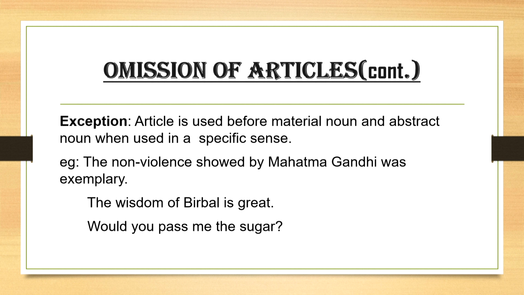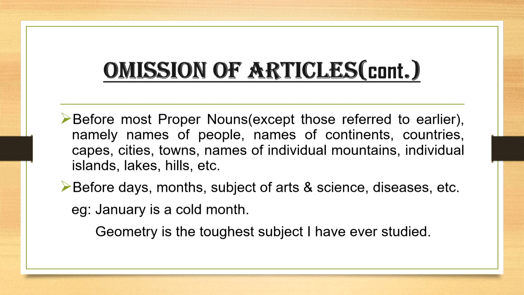For example, the non-violence showed by Mahatma Gandhi was exemplary. Another example, the wisdom of Birbal is great. Would you pass me the sugar? And so on. Now, next, articles are omitted before most proper nouns except those referred to earlier, namely names of people, names of continents, countries, capes, cities, towns, names of individual mountains, individual islands, lakes, hills, and so on.